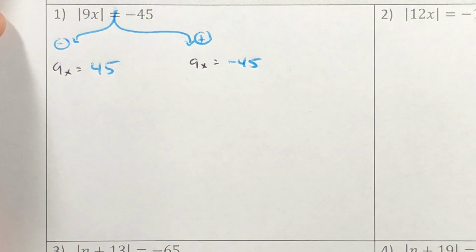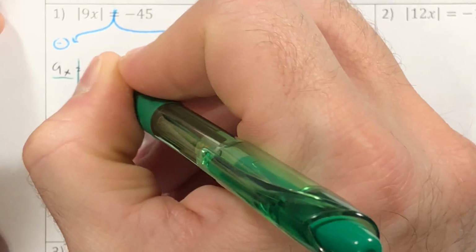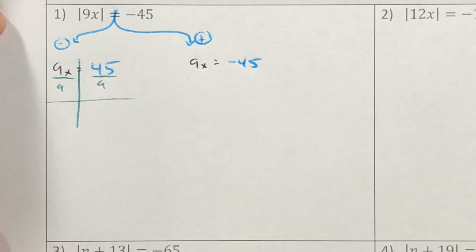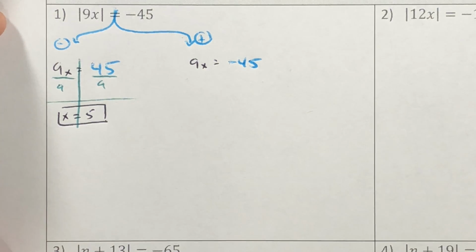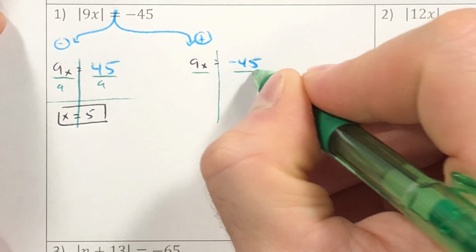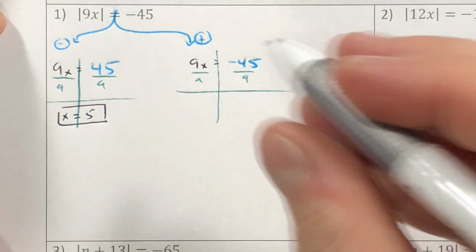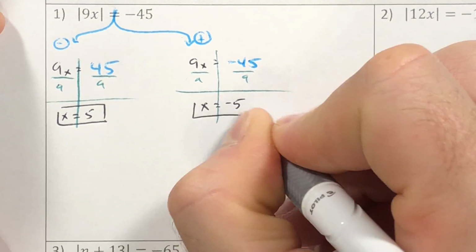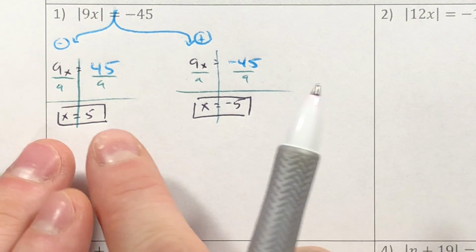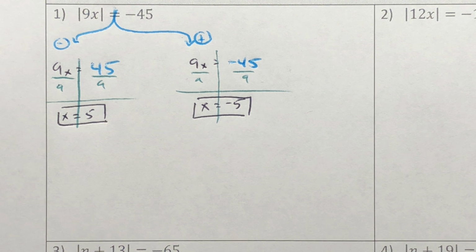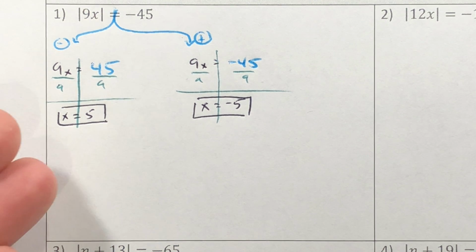Perfect. So now that I have my two equations, I'm going to check my work, which means I'm going to divide both sides by 9 to get rid of that coefficient. I get x equals 5 over here. There's number 1. And over here, I'm going to divide both sides by 9, which is going to leave me with x equals negative 5. There's answer number 2. So as of right now, we've done the proper steps, and we've gotten two separate answers. It looks like an answer, it sounds like an answer. We're going to check to see, does it work like an answer?